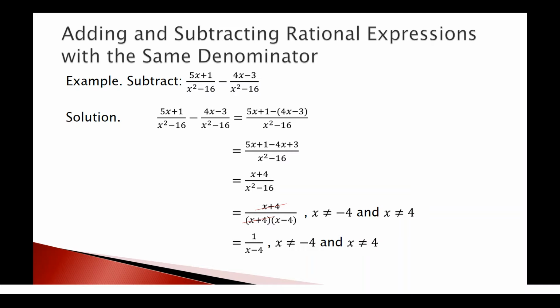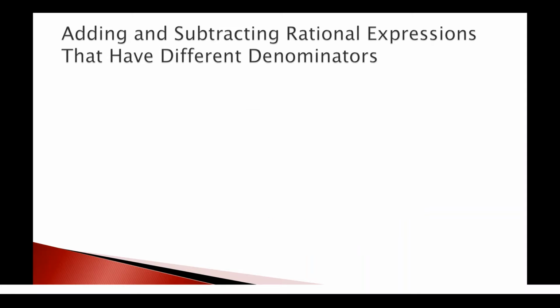Alright, now let's see an example when we have different denominators when adding and subtracting. So let's add these two rational expressions, x plus 5 over x squared plus x minus 2 and 3 over x squared minus 1.